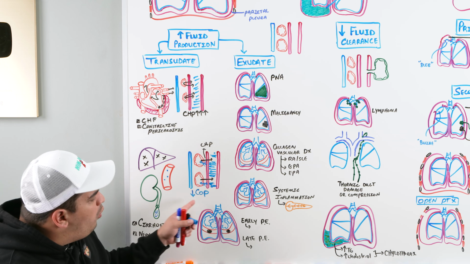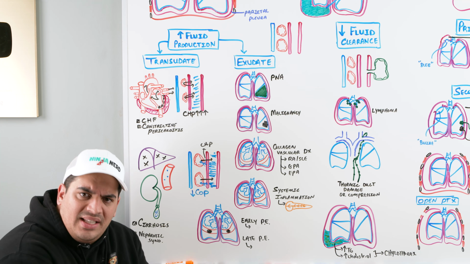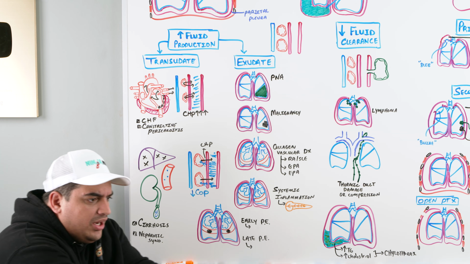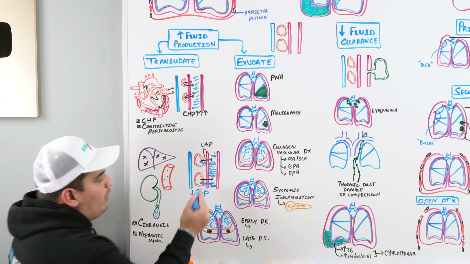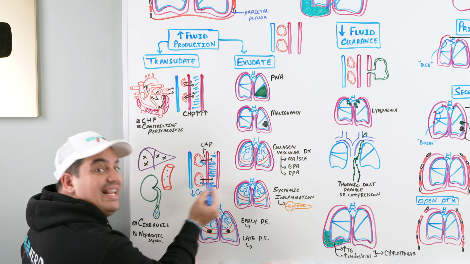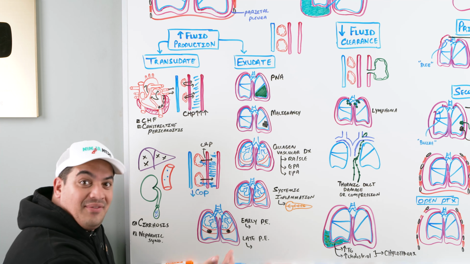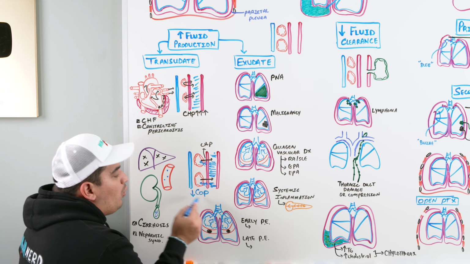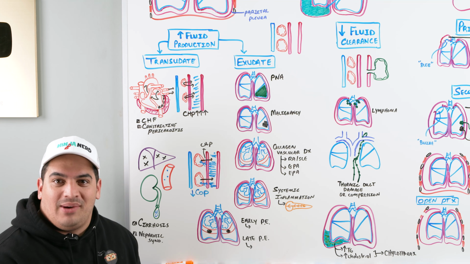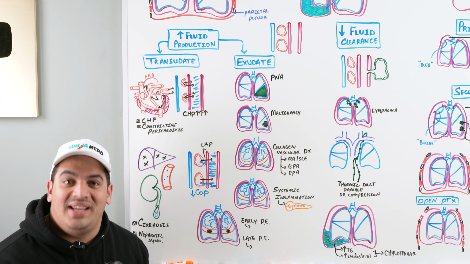Now, the really important point here is that as we decrease osmotic pressure, we decrease the ability to hold fluid in the vessel. So if we can't hold fluid in the vessel, it's going to leak out into the interstitial space, or in this case, the pleural cavity space. What would be a reason that we would have a decrease in colloid osmotic pressure? The reason would be less proteins in the blood.